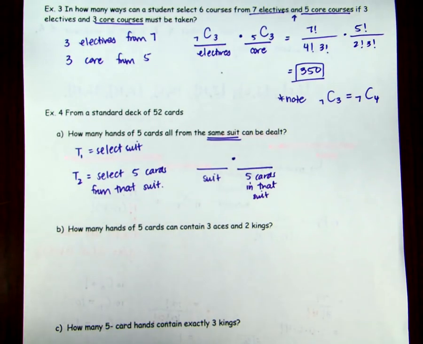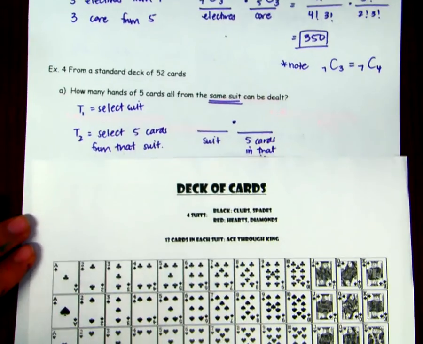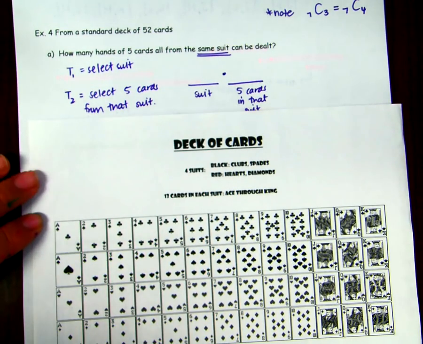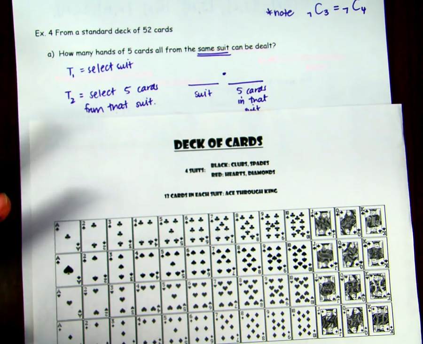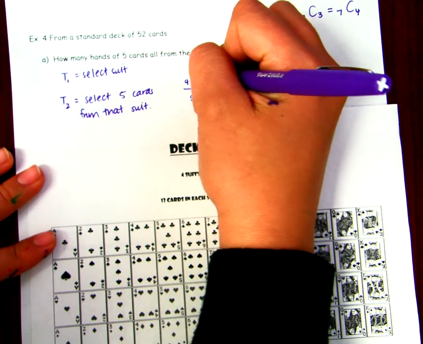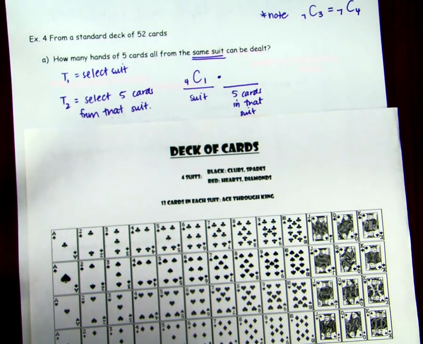Okay. Well, I have to think about the suits as being how many total are there. Once again, a suit would be one of these. So you have 4 to choose from. You can have clubs, spades, hearts, or diamonds.